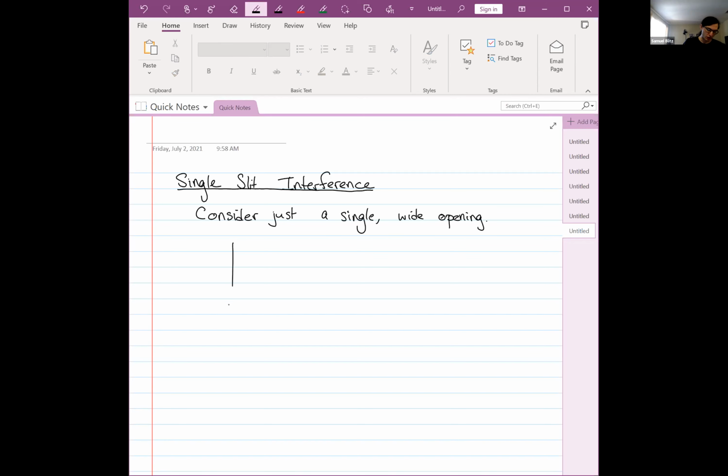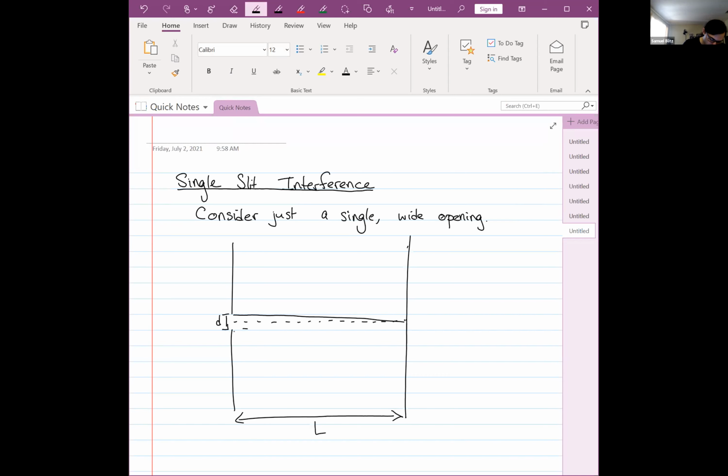Now, the picture here is you have a single wide opening, say, of width d, and we're going to shine a laser through it like we usually do. And then the question is, what do we see on the screen on the other end? Now, unsurprisingly, we get a bright spot directly across because the light goes through. So there's going to be light that comes from all parts of the slit, and you're going to get a bright spot there.